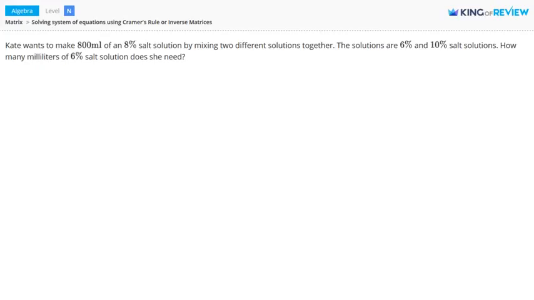So what we want to do here is make a couple of equations that represent this situation. But before we do that, we need to define what our variables will stand for. So let's let x equal the milliliters of 6% salt solution. And let's let y equal the milliliters of the 10%. So now, using these variables, let's make a couple of equations.